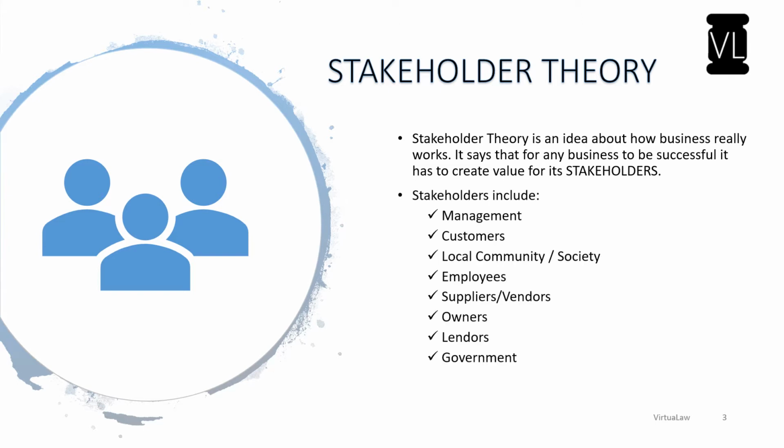And the stakeholders of any business include the management of the company itself, the employees of the company who have several expectations from the company, the customers who expect quality products and services, the local community or society, the suppliers or vendors, owners, lenders, the government per se, and the regulators themselves are also stakeholders for a business, right? So this is the concept of stakeholder theory.